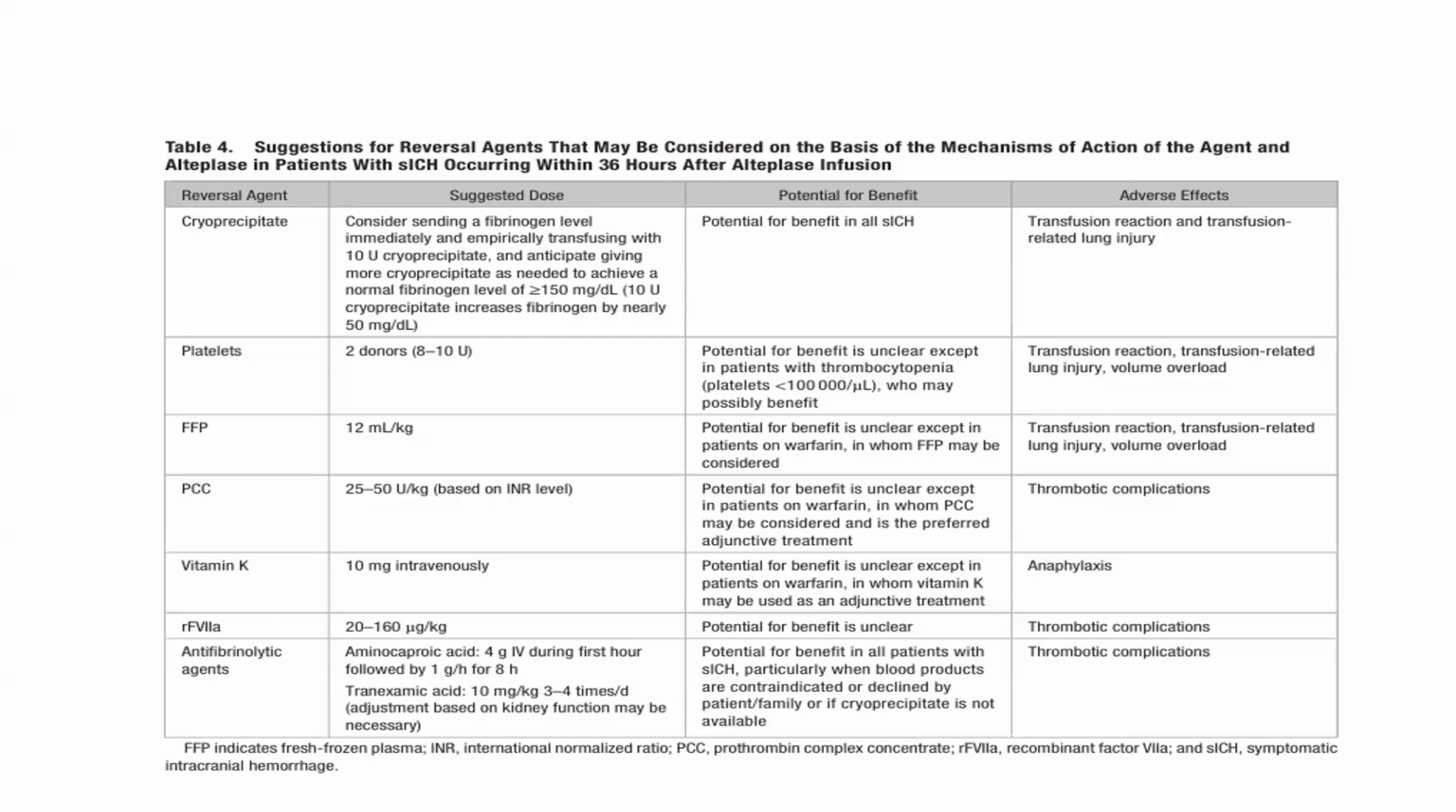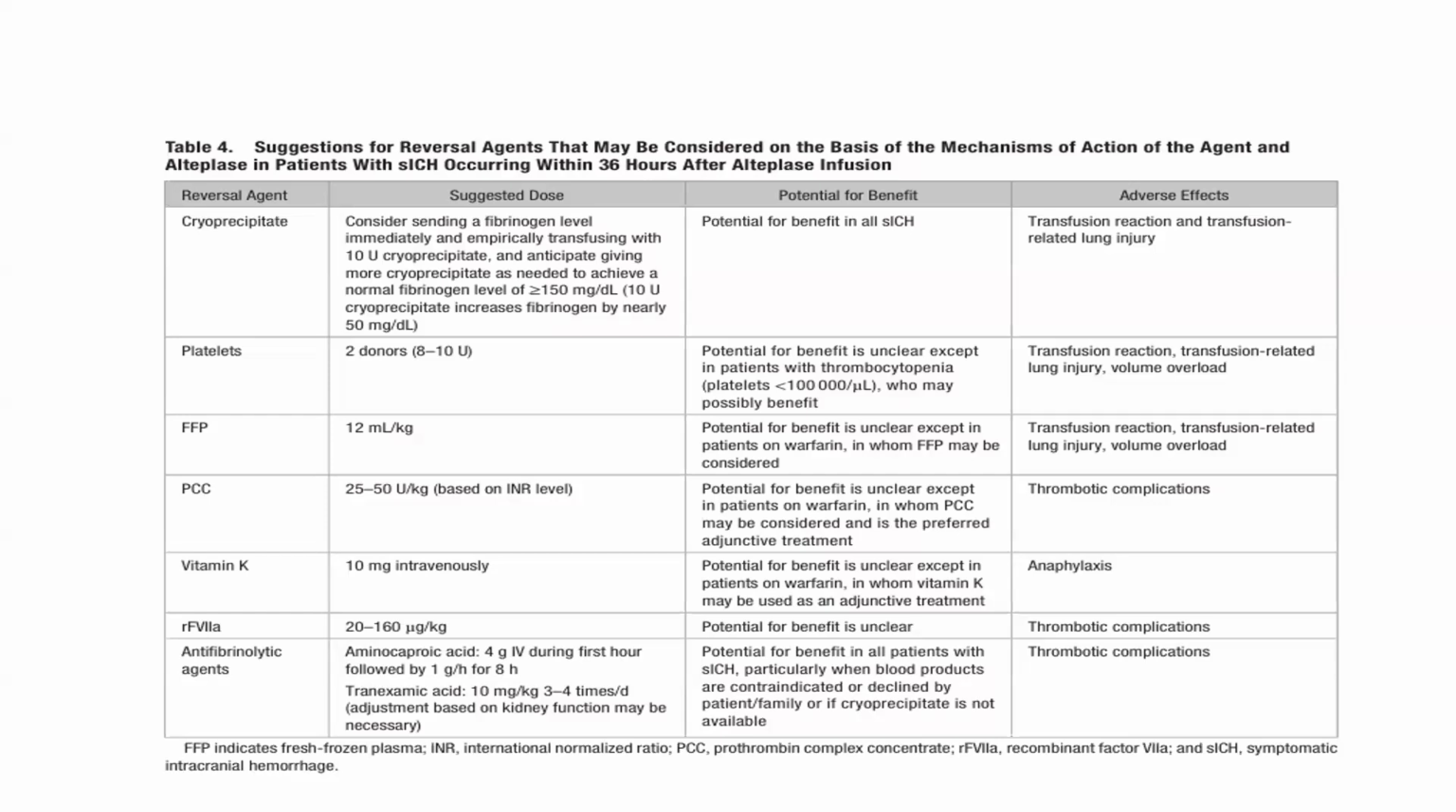The next line of treatment is prothrombin complex concentrate. So this we can administer based on the INR level, but roughly we can transfuse 25 to 50 units per kg. So for PCC also, potential for benefit is unclear, but it can be useful in patients who are on the warfarin. And the adverse reactions are thrombotic complications.